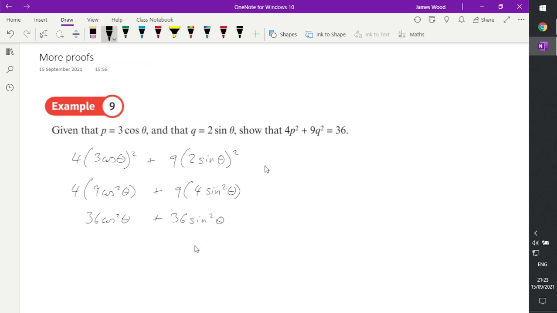Now what I could do is I could factor out the 36. Like that. And we then know that this bracket cos squared plus sine squared, that's one of our identities. That is just 1. So then we get to our desired answer of 36.